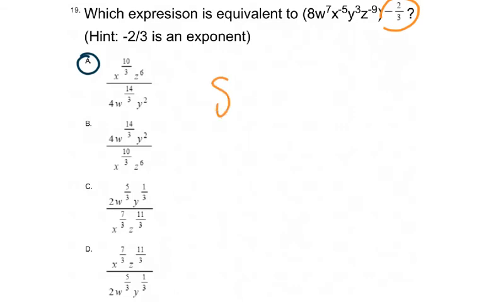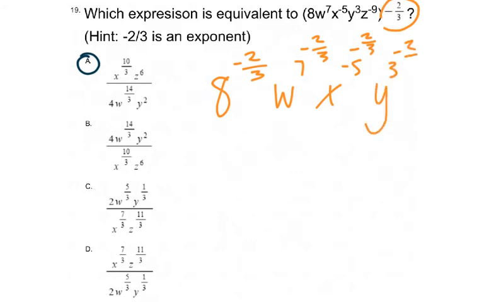Alright, so this exponent is to the 2/3 power. I'm going to distribute that power to everything in the parentheses. And because we have powers to powers, that's why I'm going to multiply the powers. So I'm going to do this.